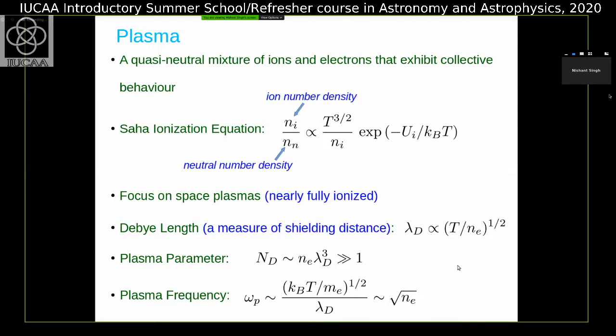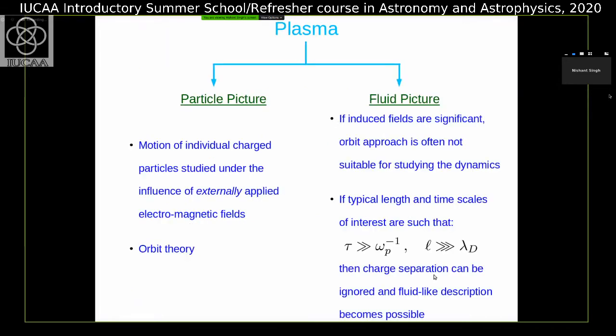So in that case, over those slow time scales, the effect of charge imbalance, the plasma frequency, can be ignored. So that's another criterion for defining space plasmas or the fluid plasma. I'll just sketch this part here: one could study plasma in a particle picture or a fluid picture. Actually, there are more pictures, but I'll just highlight these two.